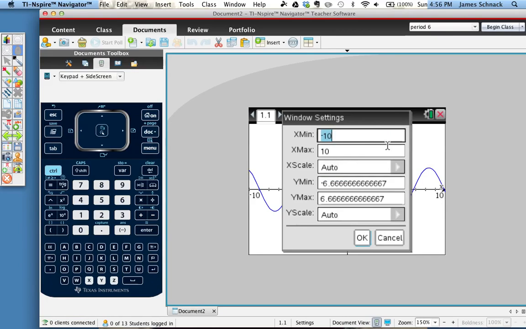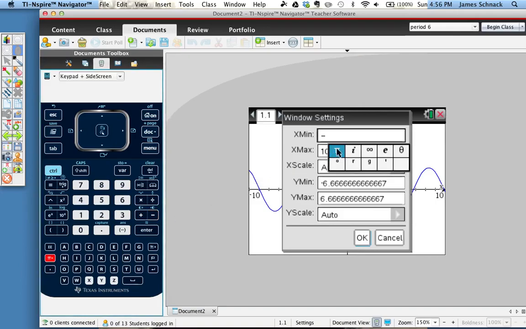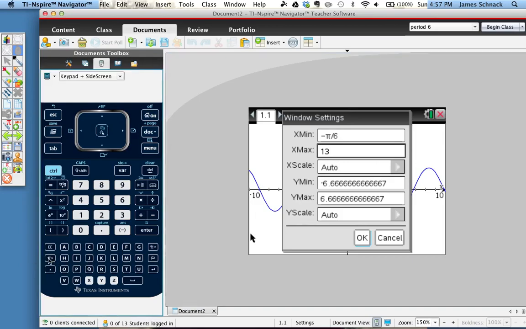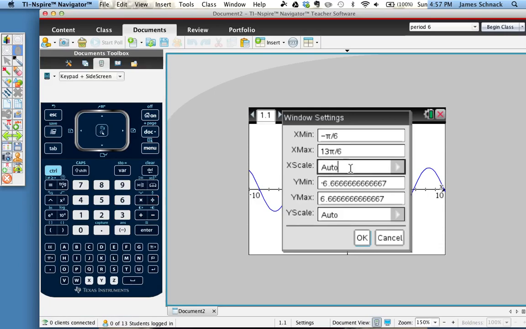Now X minimum, I don't care about all those numbers down by -10. I'm just going to go a little bit beyond 0. So I'm going to type in negative π over 6. It's a little bit before 0. My X maximum, I'm going to type that in as 13π over 6. 13π over 6 is just a little bit beyond 2π. I'm using radians here. I care about radians in this problem. It makes sense to have my scale set up to reflect that.